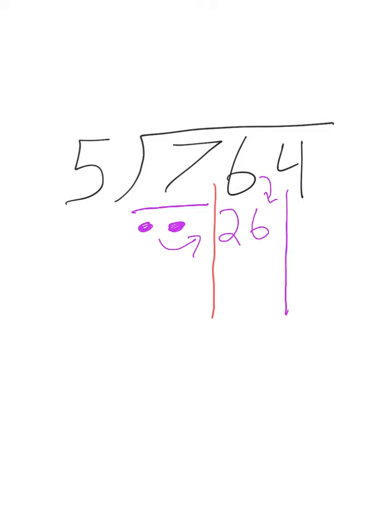Now we divide 26 by 5. 5, 10, 15, 20, 25, 26. We still got one little dot. We'll move that over here.